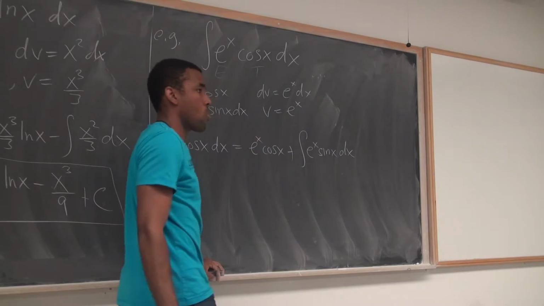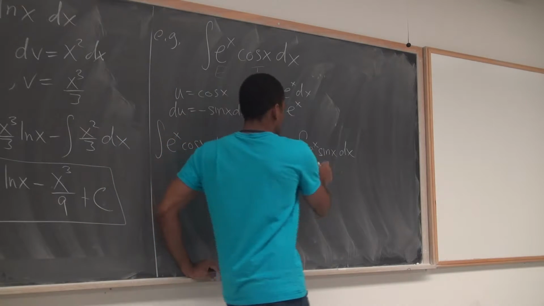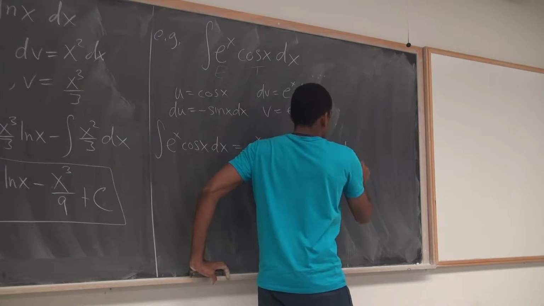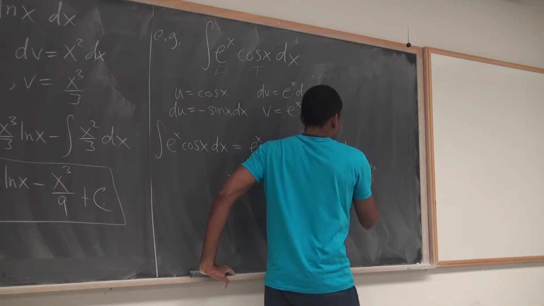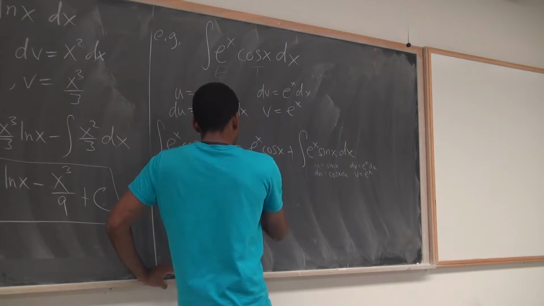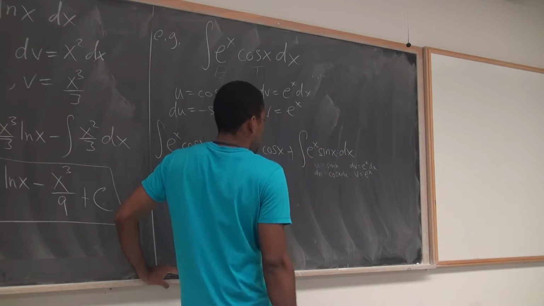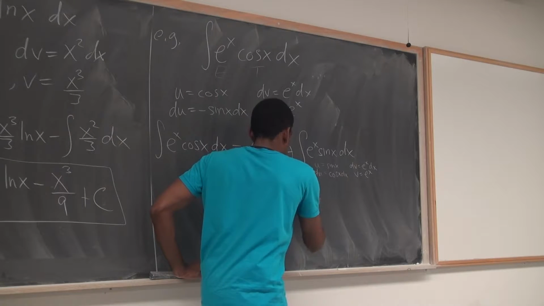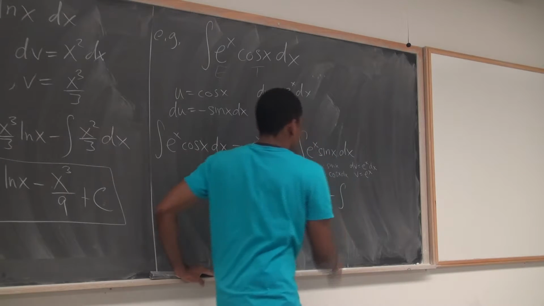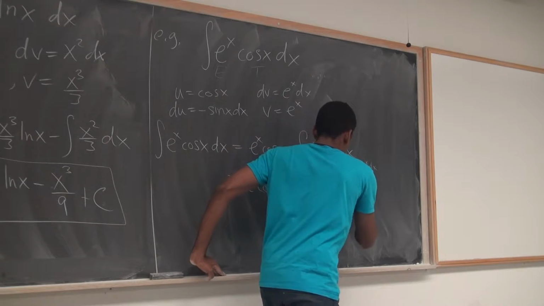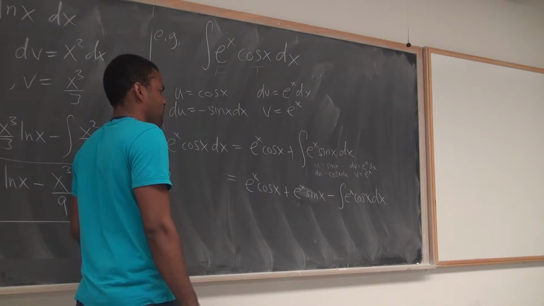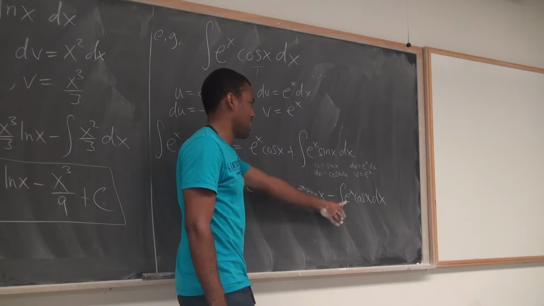How do I integrate that? Integration by parts again, right? I'm going to let u equals the sine, du equals cosine x dx. Here my dv equals e to the x dx. My v equals e to the x. And so this is going to be e to the x cosine x plus u times v minus the integral of v du. So how do we integrate that guy? Hard.